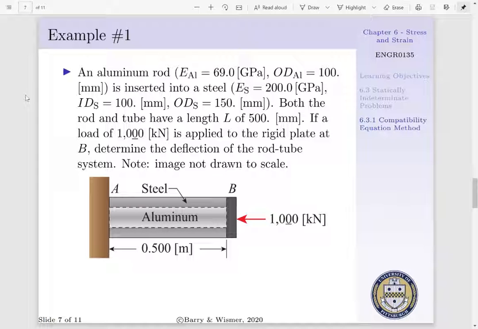Let us consider an example of this. Say we have an aluminum rod where our modulus of elasticity is given as 69.0 gigapascal and our outside diameter is given as 100 millimeters. And this aluminum rod is inserted into a steel tube.